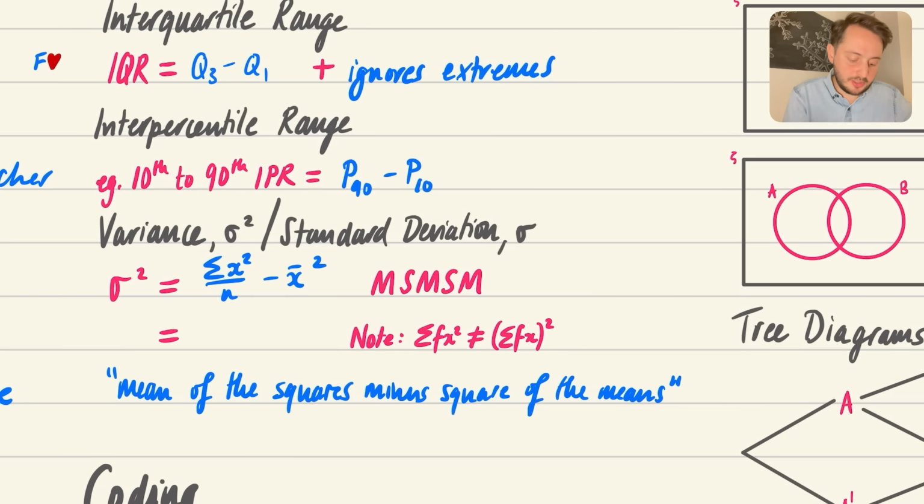So I'm now going to do it for grouped data. This is going to be the sum of f x squared divided by the sum of f, minus the mean of the squares. So this first thing here is the mean of the squares, and this is the square of the mean. And I've written here as a note that the sum of f x squared is not the sum of f x, all squared. You square the x values before multiplying by the frequency, not squaring it afterwards.